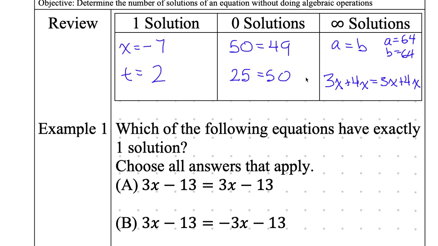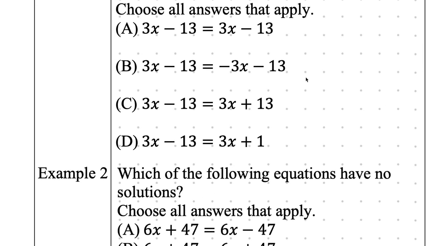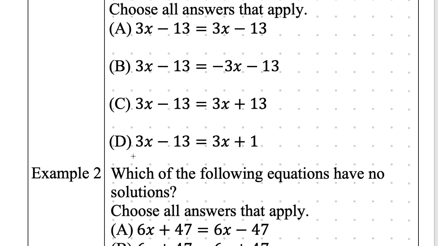video, I guess. So, we wanted to talk about why D is not the correct answer. So, if I were to subtract 3x from both sides, minus 3x, minus 3x, then I would be left with no x's here, no x's here. Negative 13 is equal to 1, which would be no solution. So, you guys can all write this down right now. This is no solutions.